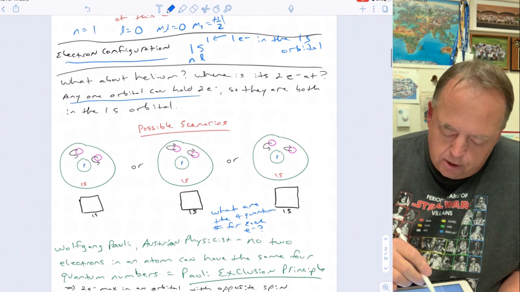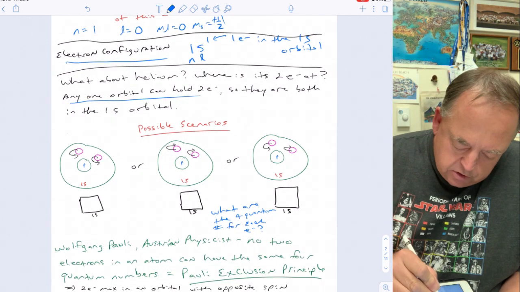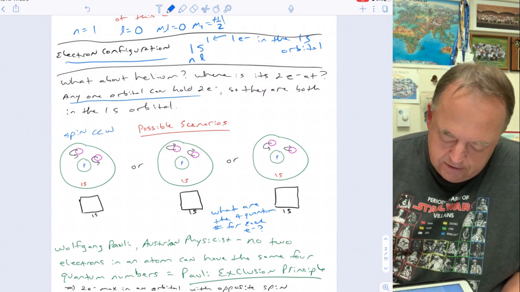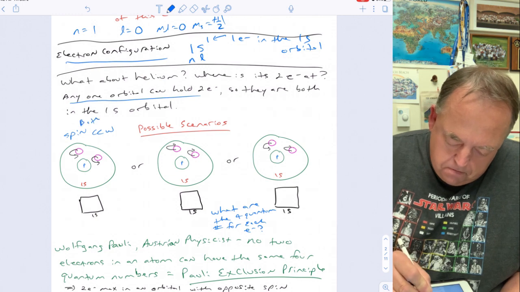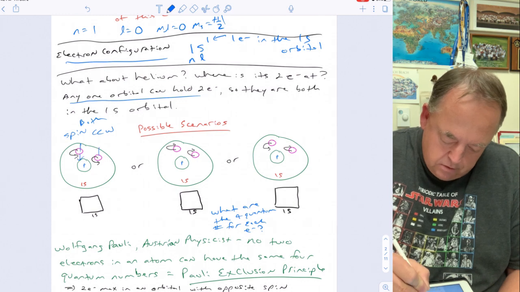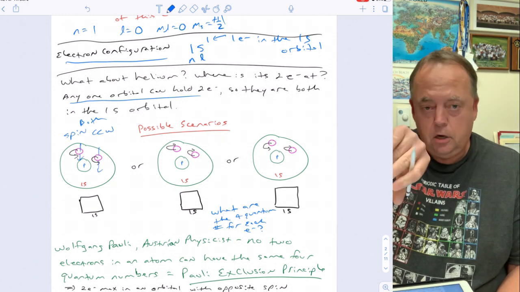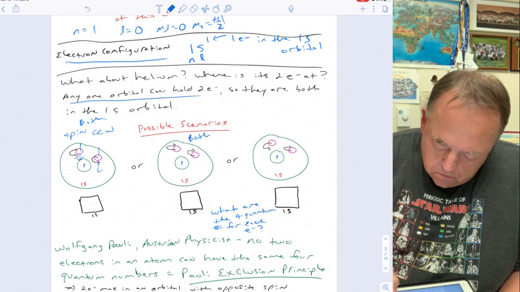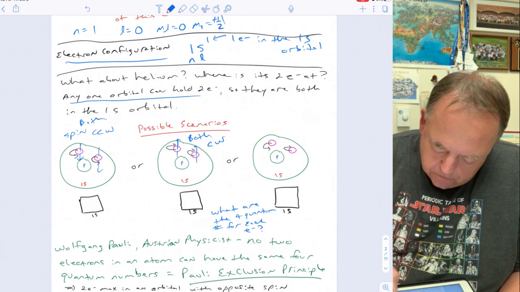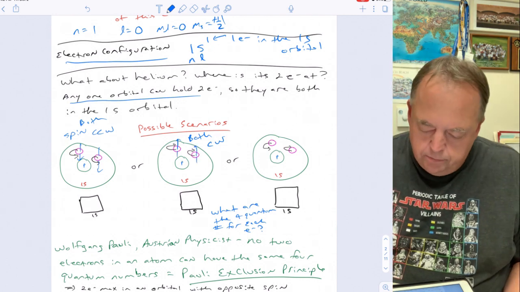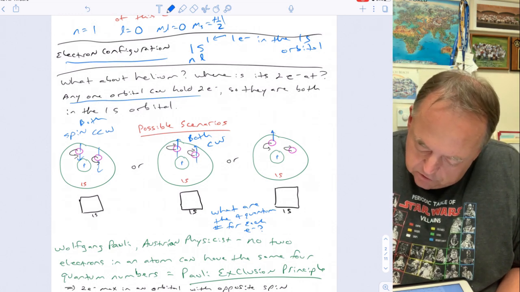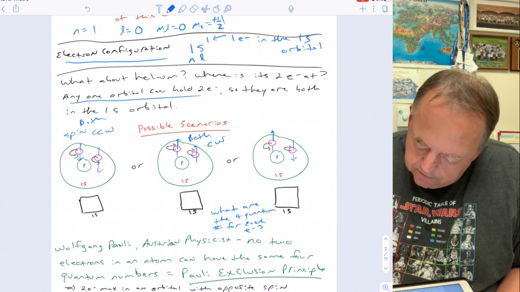So if we had 2 electrons in the 1s orbital, and both spins were, from my perspective, counterclockwise, then their magnetic fields would both be down. Or if they're both spinning clockwise, then their magnetic fields would both be up. Or the other possible scenario would be one spinning clockwise and one counterclockwise, so you would have spins that are opposite of each other.